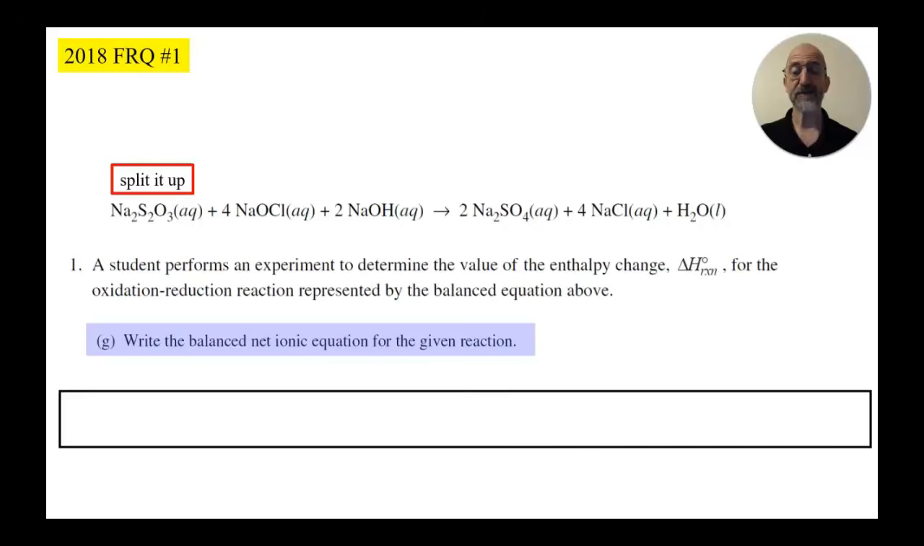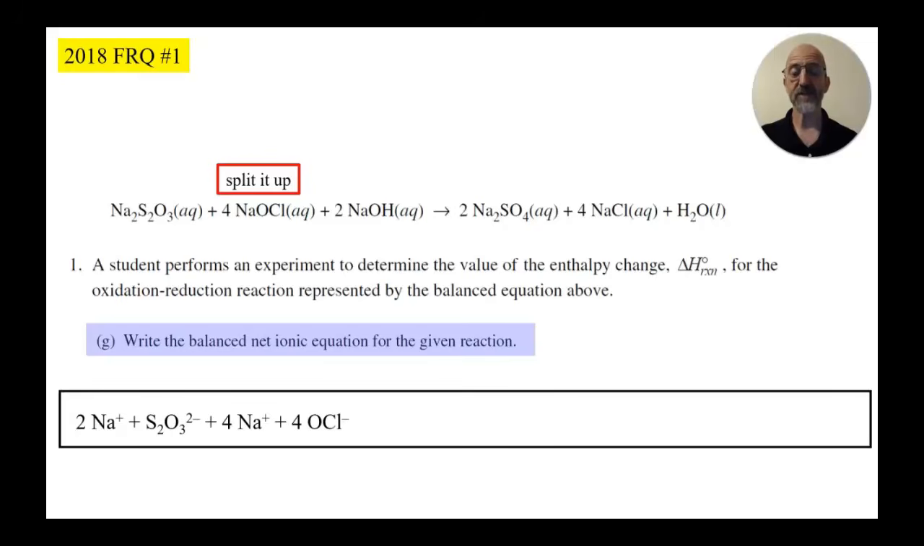Na2S2O3, that consists of sodium ions, and then the S2O3 is a polyatomic ion with a charge of -2. I'm going to split it up into 2 sodium ions and 1 thiosulfate ion, which is S2O3 2-. I see the next aqueous ionic compound. I will also split that up. That would be 4 sodium ions and 4 hypochlorite ions. That would be OCl-. So there's 4 of each. And then I have 2 in front of the NaOH. I'm going to have 2 sodium ions and 2 hydroxide ions.